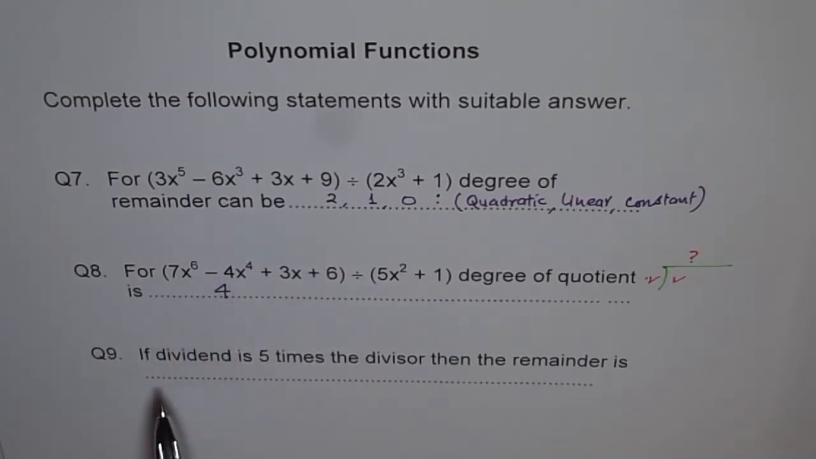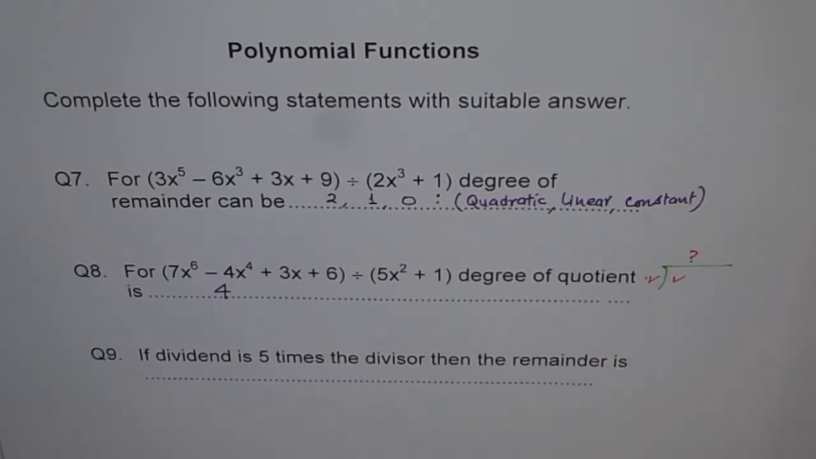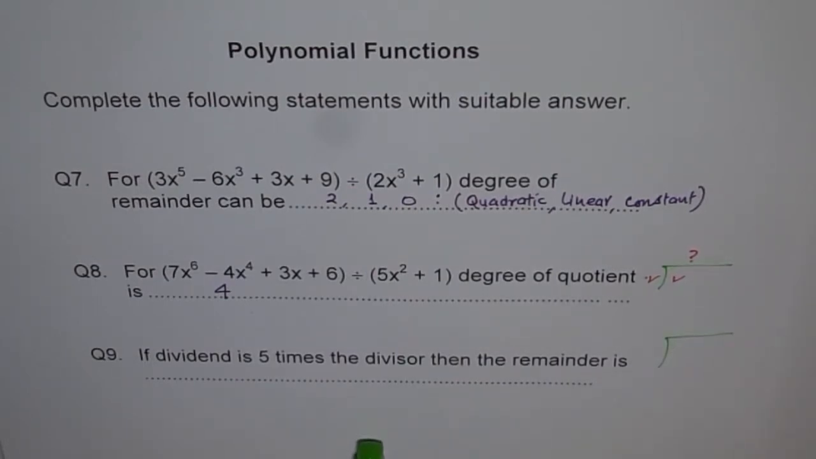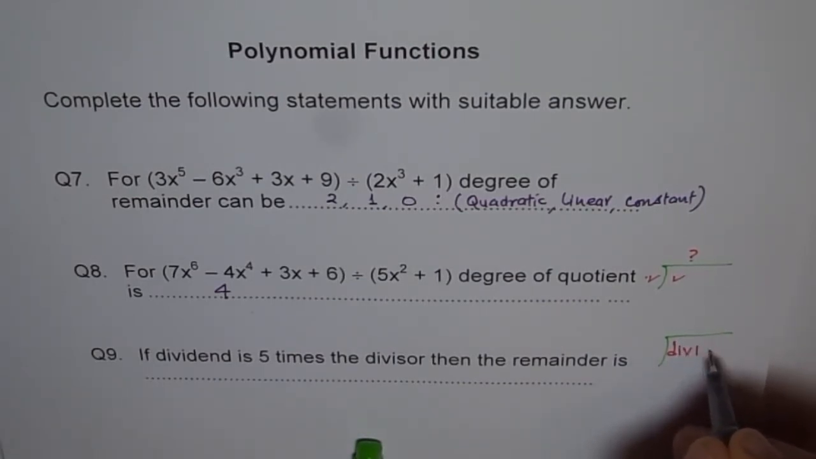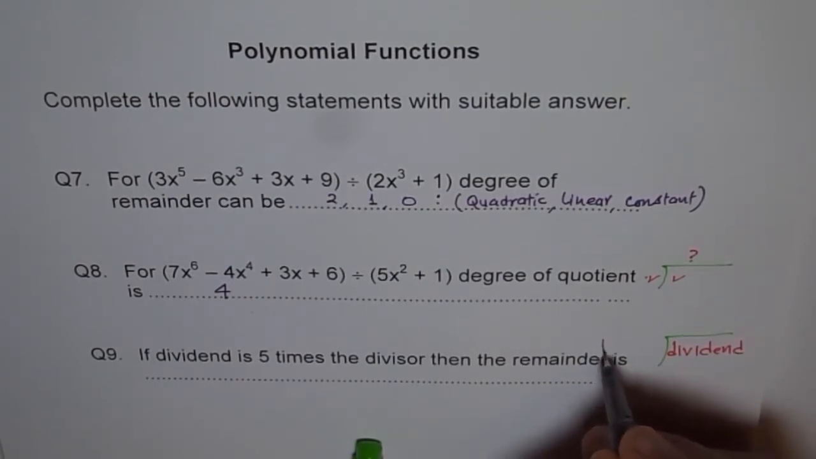If dividend is 5 times the divisor, then the remainder is. So what is dividend? What is divisor? Dividend is something which is coming inside and being divided by divisor. Sometimes students get confused between these two terms. So here we have dividend. And here is our divisor.